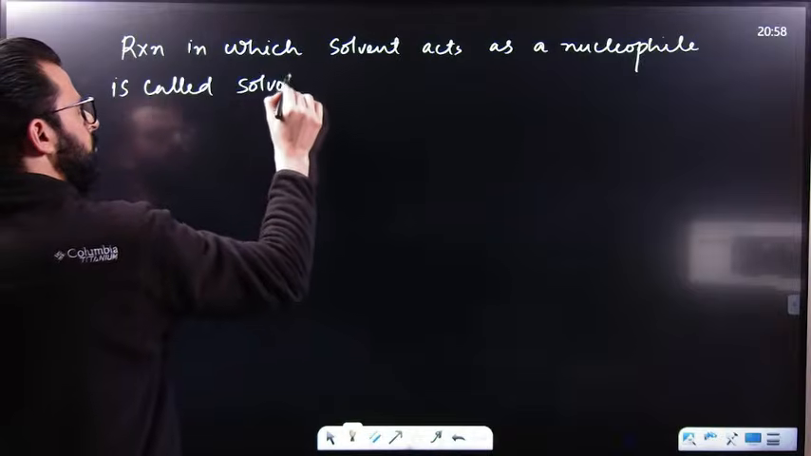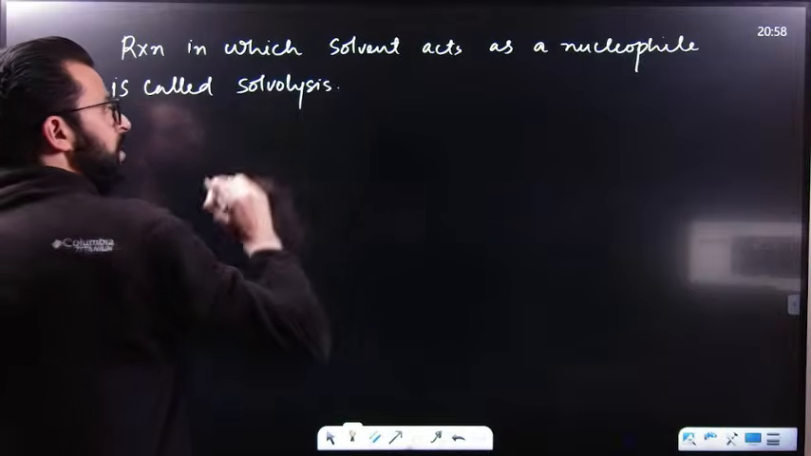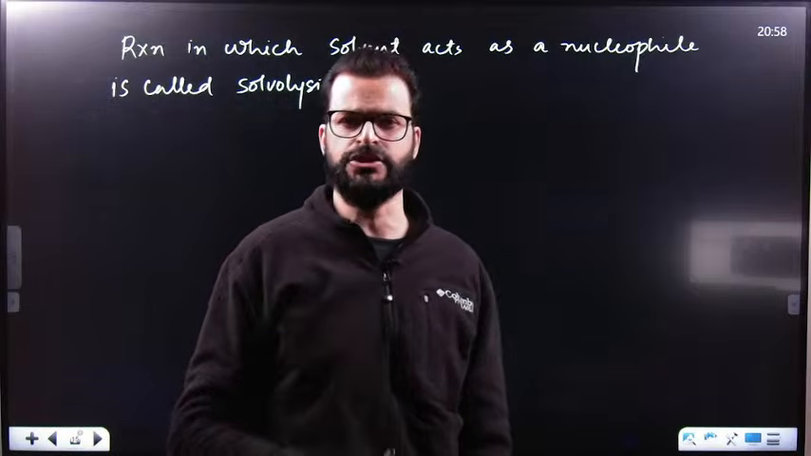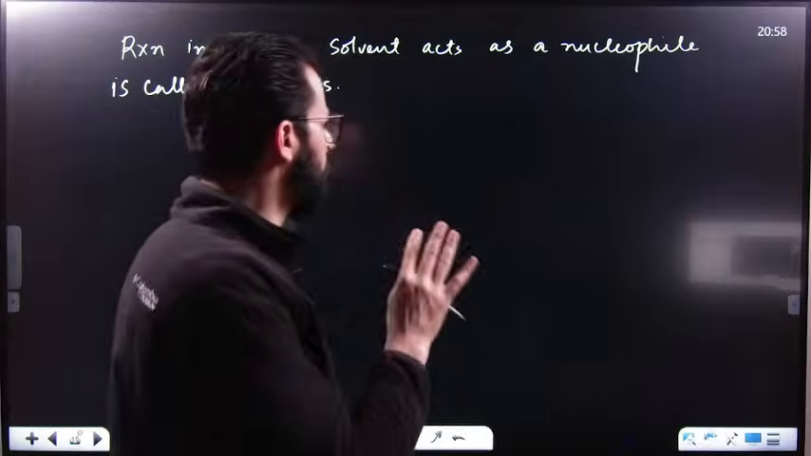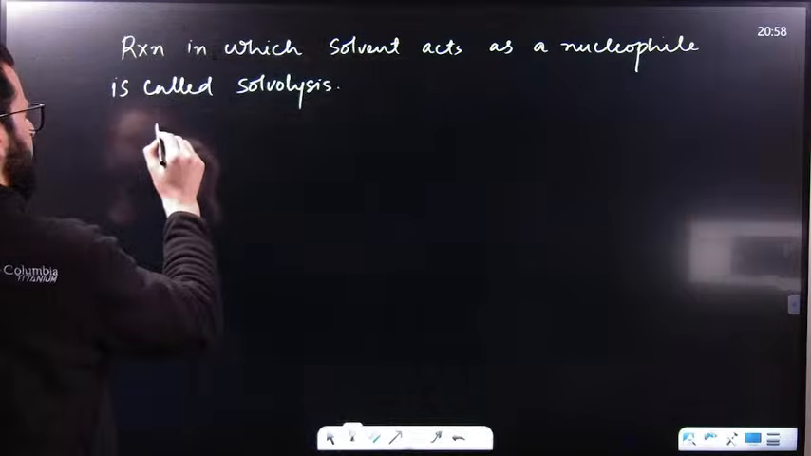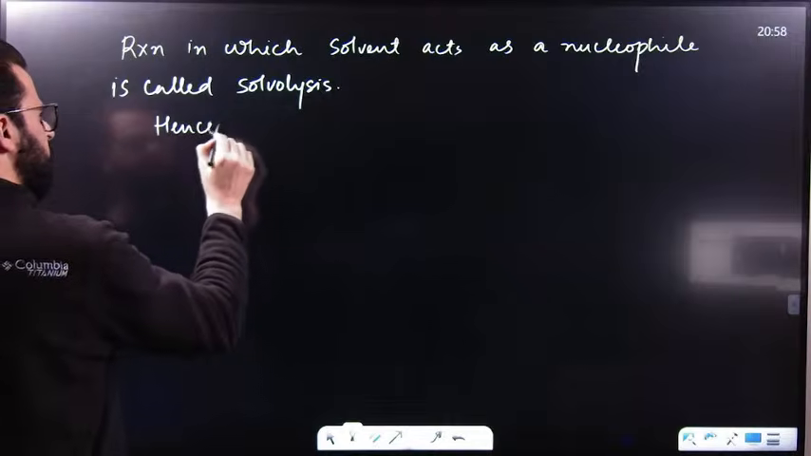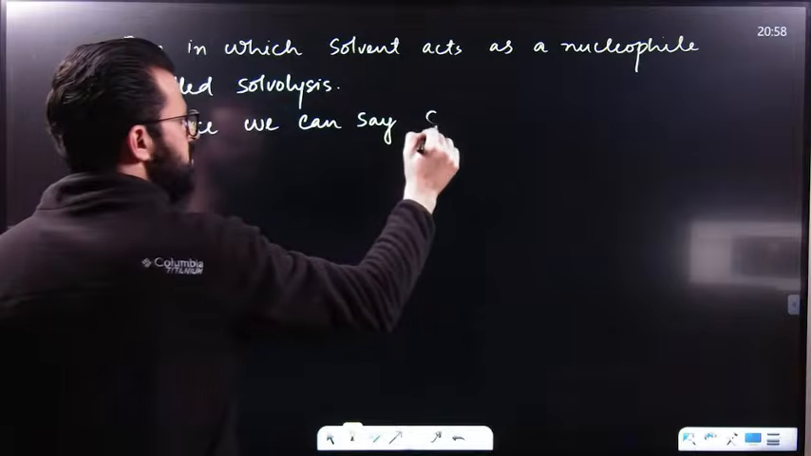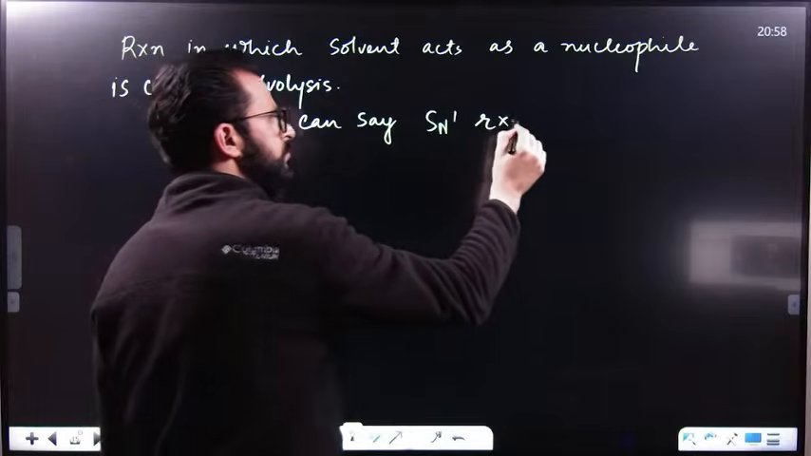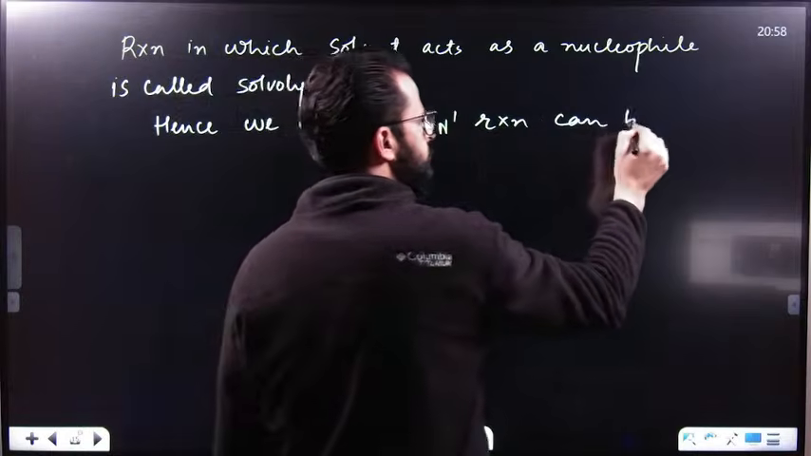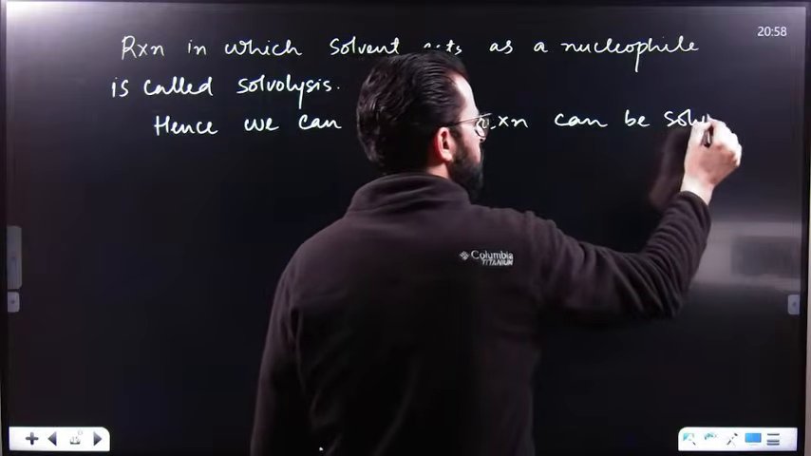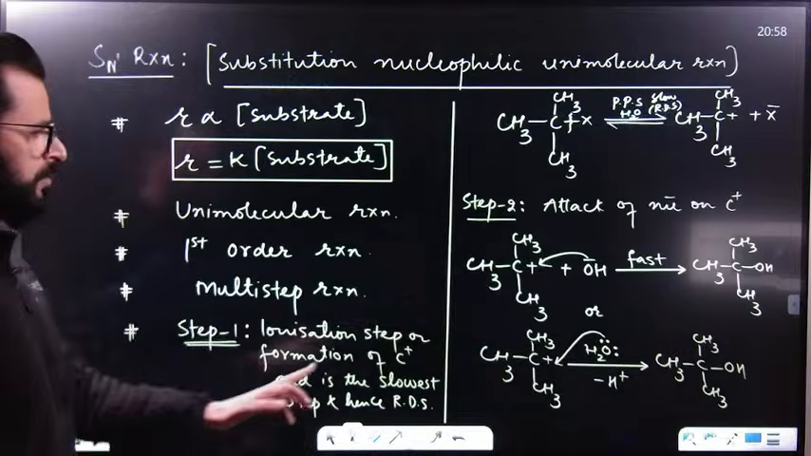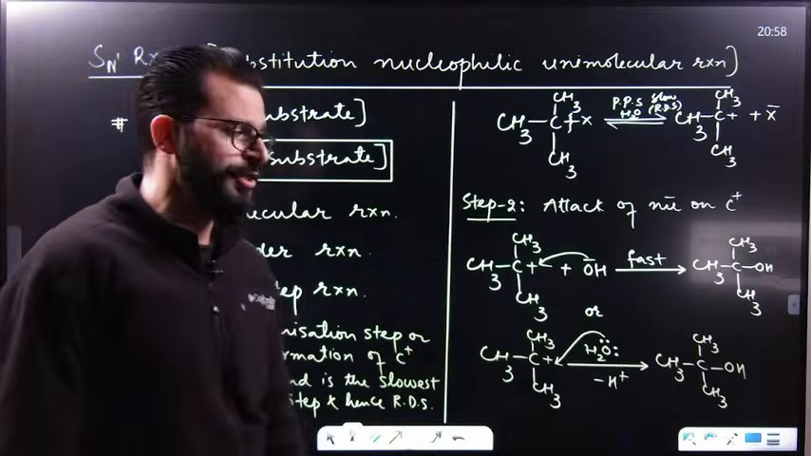And if water acts as a solvent, then it is hydrolysis. If alcohol acts as a solvent, then it can be alcoholysis. In a nutshell, it is solvolysis. So, hence we can simply say, SN1 reaction can be solvolysis. Why? Because here solvent can act as a nucleophile.